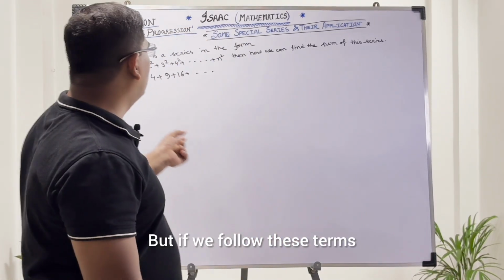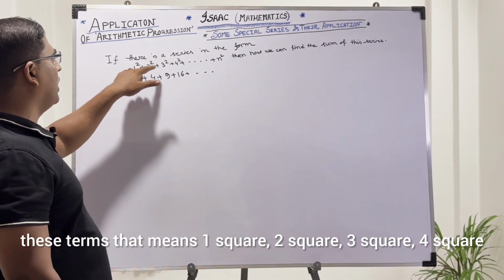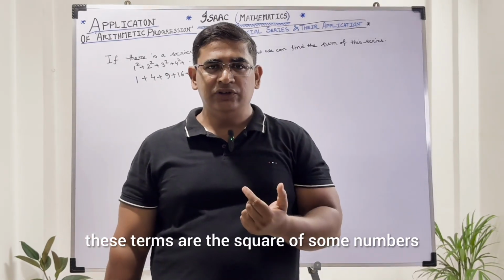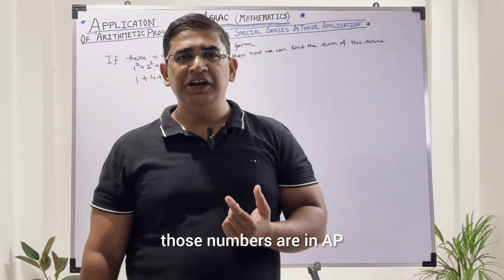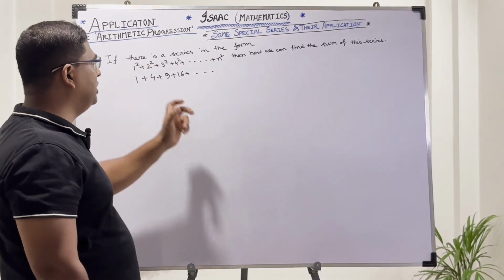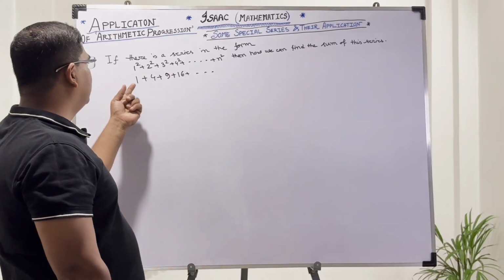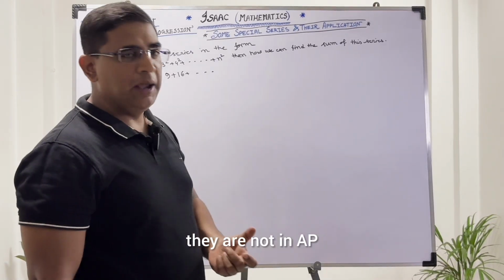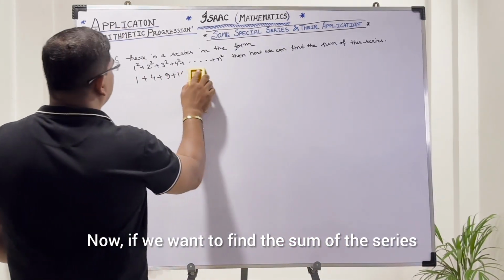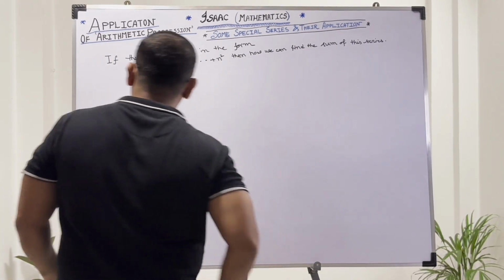But if we follow these terms, that means 1 square, 2 square, 3 square, 4 square, these terms are the square of some numbers. Those numbers are in AP. That means 1, 2, 3, 4, these are in AP. But when we find their squares, they are not in AP. Okay. Now, if we want to find the sum of this series, then we have to follow some procedure.